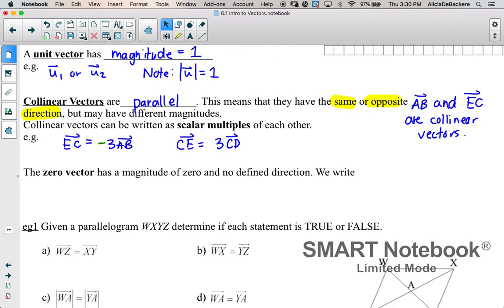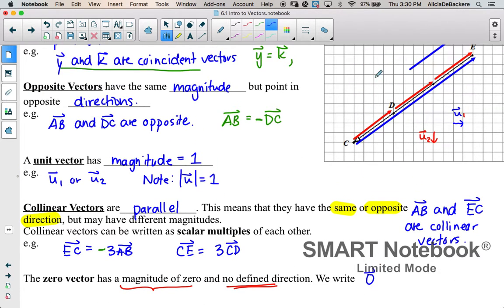All right, the last one we need to talk about is the 0 vector. A 0 vector has a magnitude of 0 and no defined direction. Because it has no magnitude, it doesn't really point in any one direction. When we write this, we write 0 with the arrow on the top of it. And you can kind of think about it on the graph as like a point. So I could draw the 0 vector, we typically wouldn't draw it, but it would just be a point on the graph because it has no length.